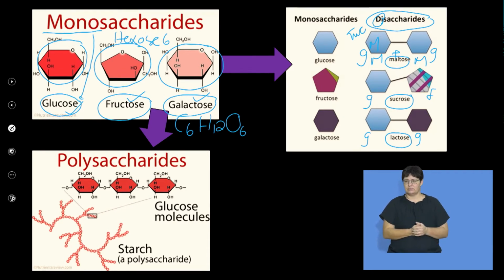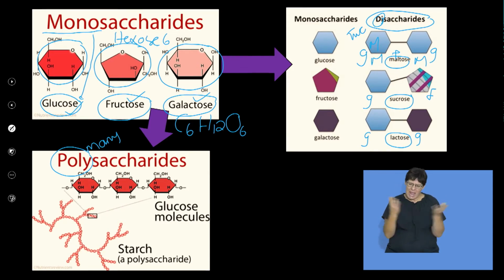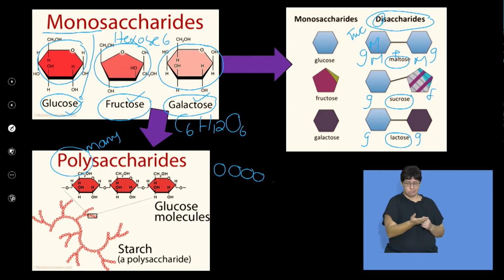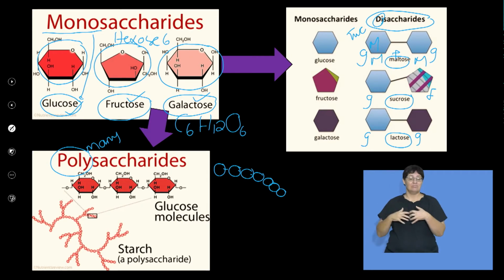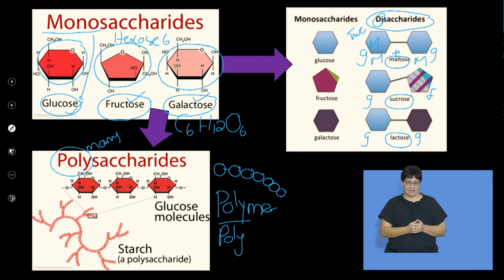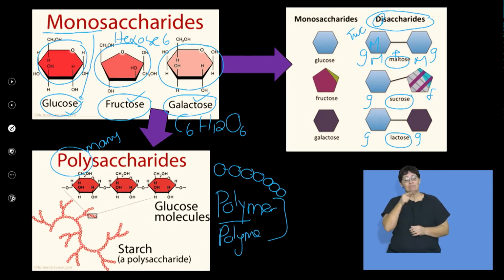Then if we have a look at this bottom diagram here, let's break up the word. Poly means many. And here we had many glucose. So it wasn't about the fructose and the galactose. We took glucose, many of them, thousands of them, and we joined them together to make a really big polymer. Poly means many, and it's usually very big. And that is the polysaccharide.